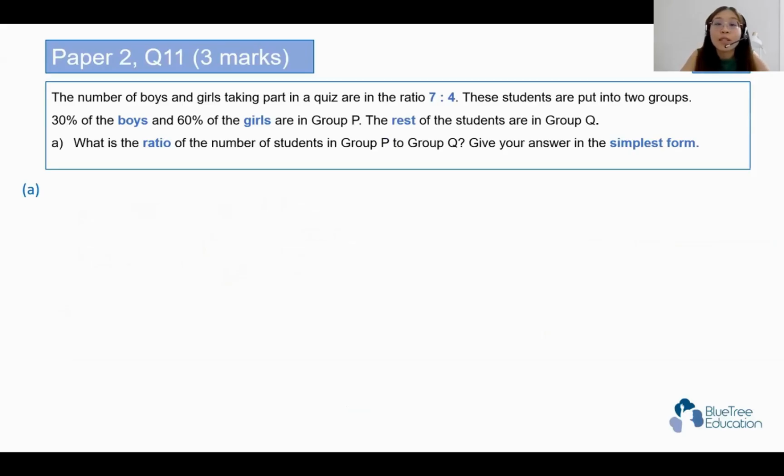Okay, so this is an FRP question, okay? So just now I was sharing so much about FRP, right? So let's take a look at how an FRP question looks like.